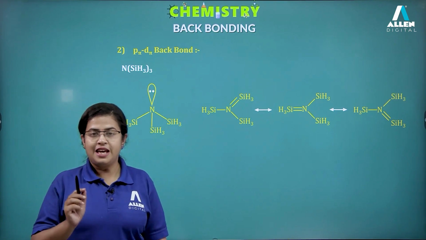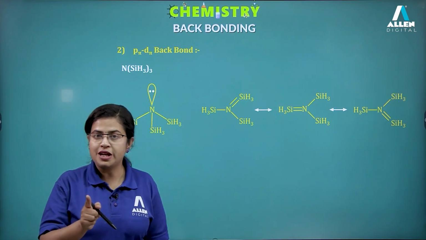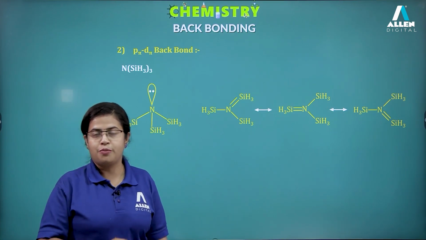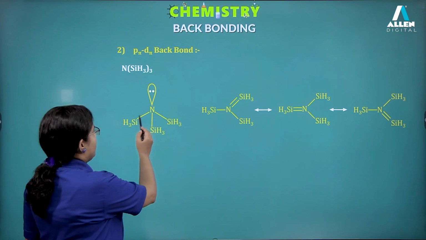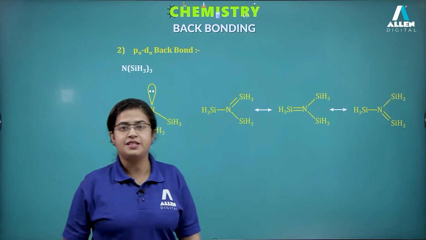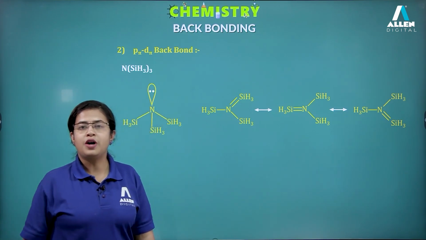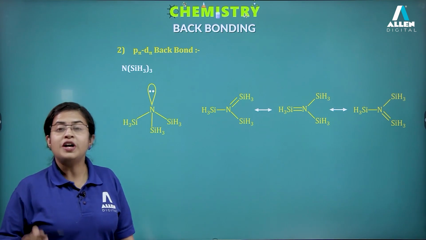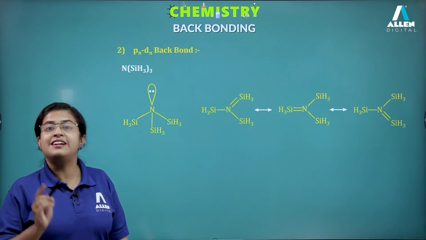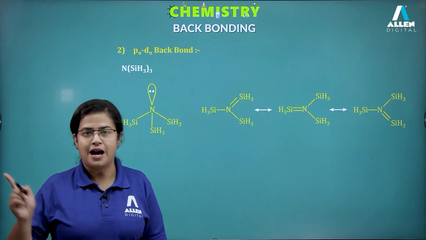Make a note. If the lone pair is involved in back bonding, it will not be considered to be present in a hybrid orbital. So, what you have is 1, 2, 3. That's it. This would not be considered to be present in a hybrid orbital. So, the nitrogen present here is sp2 hybridized. So, yes, in this particular case, there is a change in hybridization which is taking place due to back bonding.